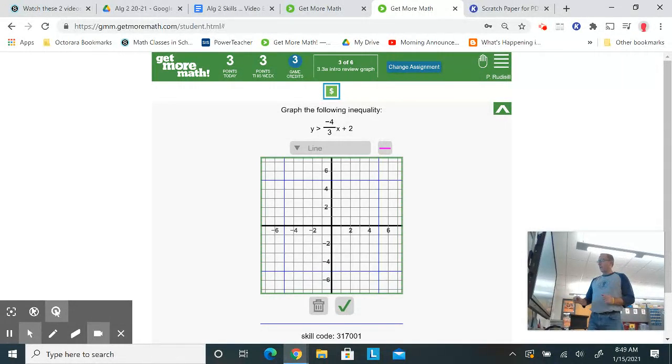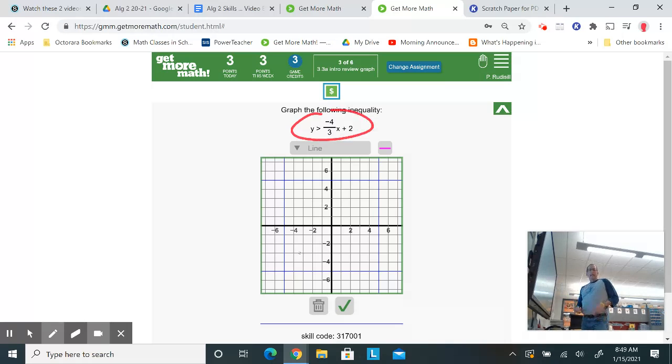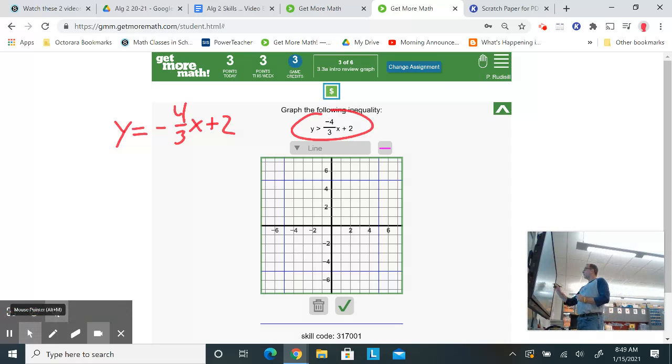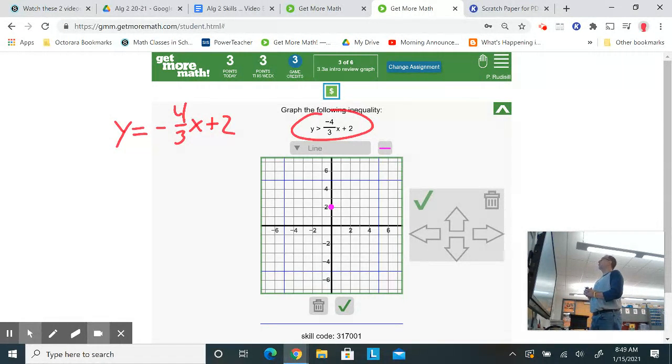Now let's do one more example together. Here's our inequality. If we had an inequality and the y wasn't by itself, we'd have to get the y by itself. Then we take that inequality and change it to an equation by just taking out the inequality symbol and replacing it with an equal sign. This is our boundary line. The y-intercept is a 2. And it's a negative 4/3 slope, so I need to go down 4, 1, 2, 3, 4, right 3, 1, 2, 3. Or I could have went up 4 and left 3.